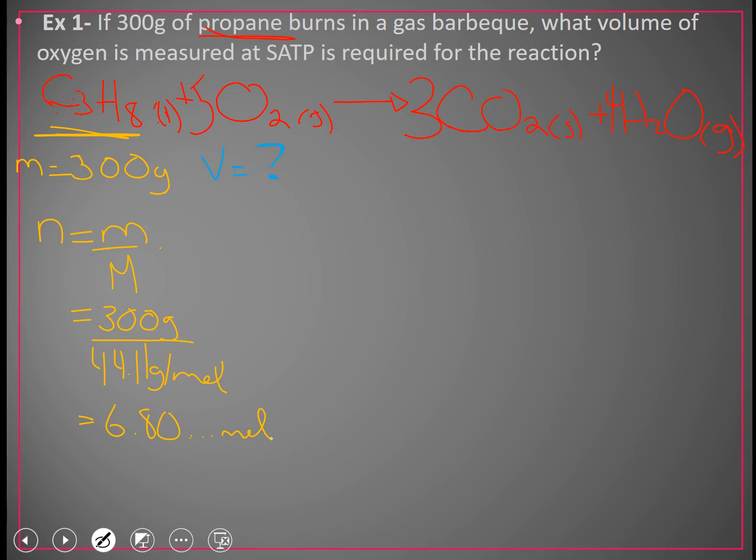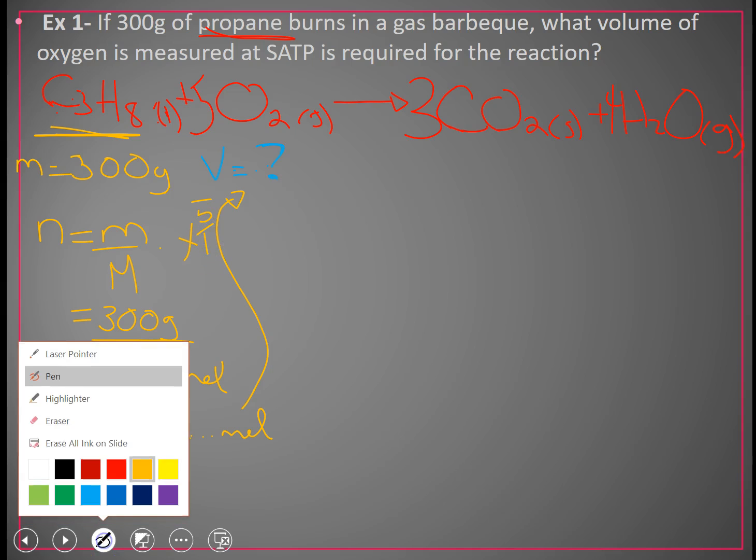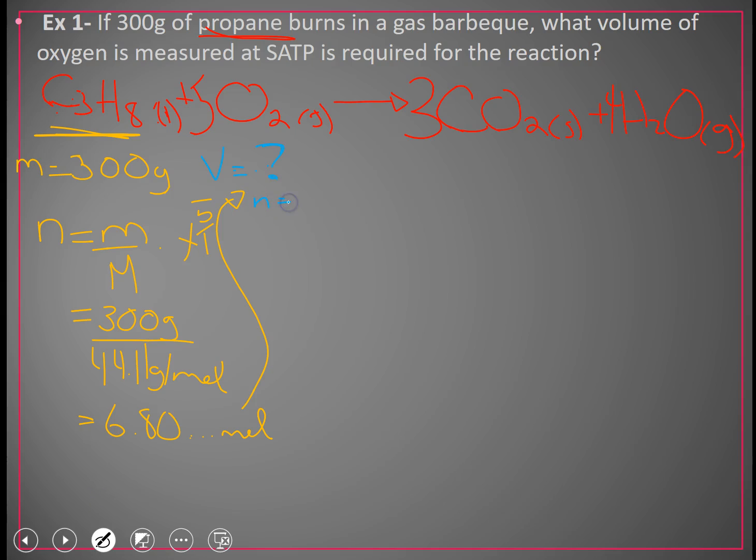But now what? PV equals nRT. Can I just jump right into PV equals nRT? What do I need to do? The molar ratio, right, yeah. So we're going to multiply this by where I'm going to, the coefficient of 5, divided by where I'm coming from, so the coefficient there is 1. So the number of moles of oxygen that react here, I just times that by 5, the number of moles of oxygen are 34.0, and there's some decimals back here, moles.